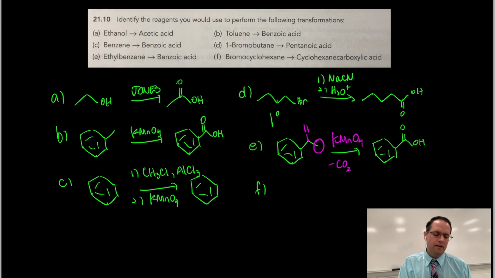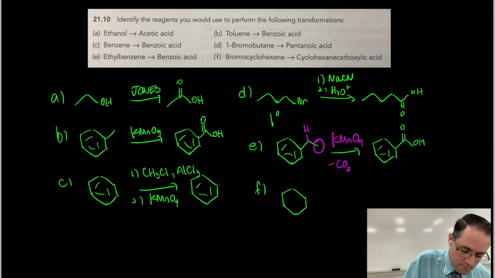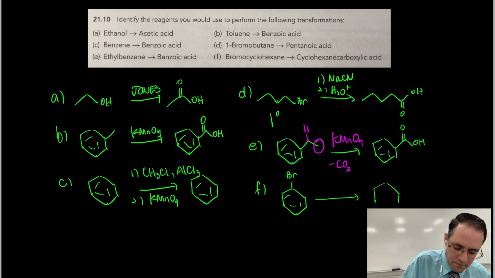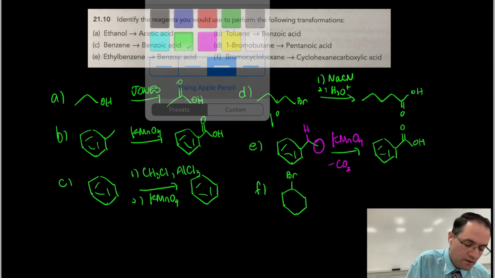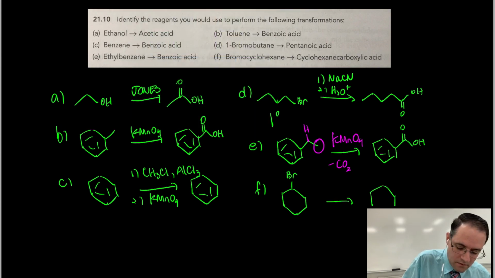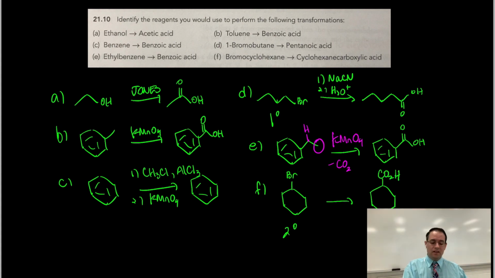Okay. The next one, we have bromocyclohexane going to cyclohexane carboxylic acid. Whoops, that's not cyclohexane, that's a phenyl ring. Okay, so how do I do this? Well, this is a secondary alkyl halide, so you could use sodium cyanide, that would work well, or you could do the Grignard route. We don't have Grignard as an answer here yet, so I'll just choose the Grignard route.